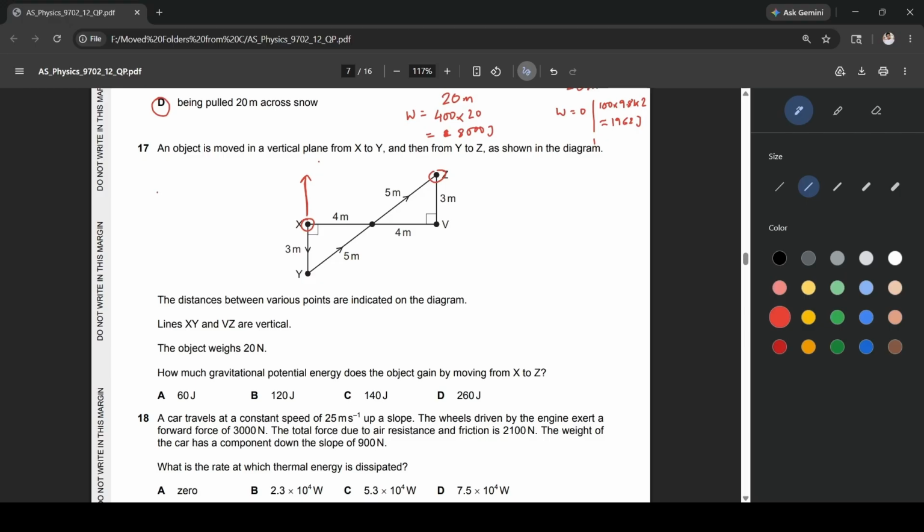So gravitational potential energy would be the mass, which is, okay, we don't know the mass, but we know the weight of the object, which is 20. Now, in the formula mgh, mass times gravitational acceleration is the weight of the object, right? So weight of the object times 3 is the gravitational potential energy gained, which is 20 times 3, 60. Answer would be A.